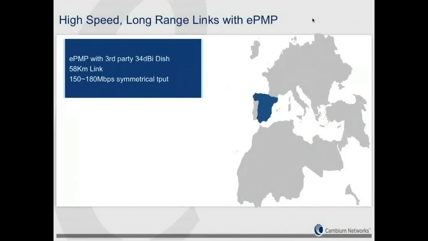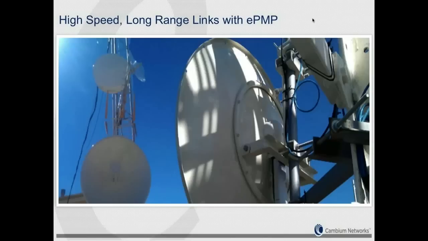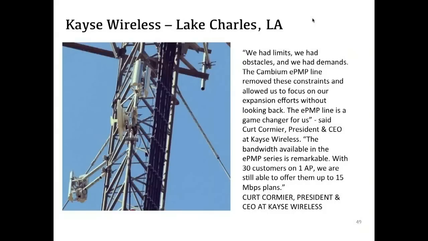Actually, a long-distance link, about 150, 180 megabits, 58-kilometer link, using a third-party 30 dBi dish with an ePMP in the back of the dish. Kayse Wireless in Lake Charles, Louisiana. They've moved over to ePMP after having some struggles with other equipment, and they've been very happy. And they're at 30 customers on one AP. I believe they've actually expanded even further beyond that, but that's what they reported when we first engaged with them.